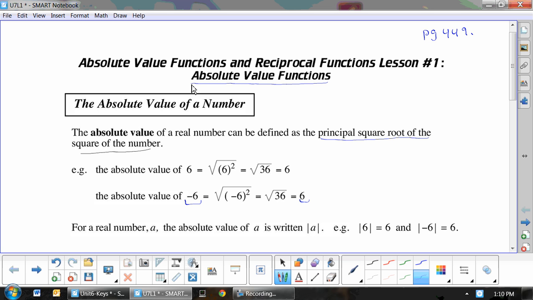Okay? So for example, the absolute value of 6 we know is 6. Absolute value of negative 6 is also 6.